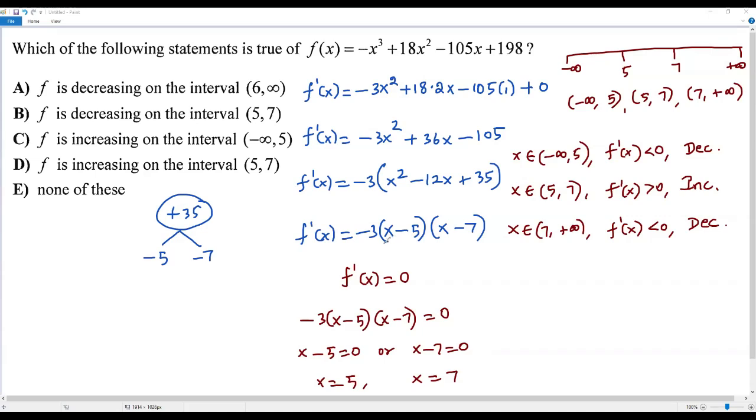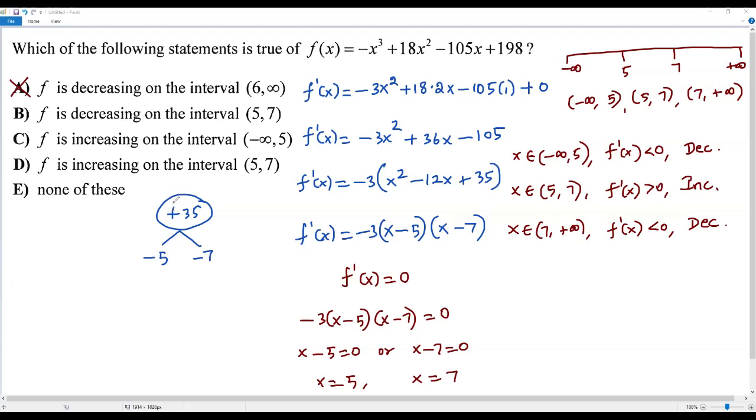Now let's verify the options one by one. Let me go to the first option, option A. Option A says f is decreasing on the interval 6 comma infinity. But we don't see this interval 6 comma infinity here. When I equate the first derivative to 0, get the critical numbers, and split the real numbers into intervals, I don't get 6 comma infinity as an interval. Since we don't have this as an interval, we cannot conclude whether f is decreasing here or not. So we can reject option A.